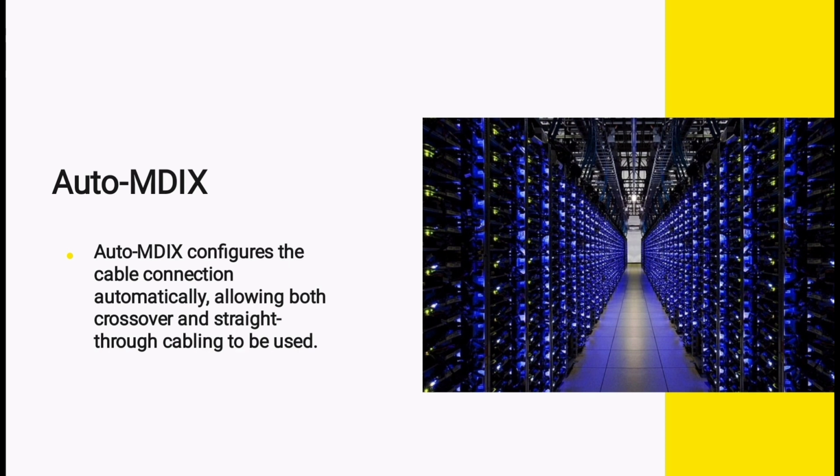Auto-MDIX is a useful feature for simplifying network setup and troubleshooting, as it eliminates the need to worry about which type of cable to use for a particular connection. It is supported by most modern Ethernet standards, including 10BASE-T, 100BASE-TX, and 1000BASE-T.